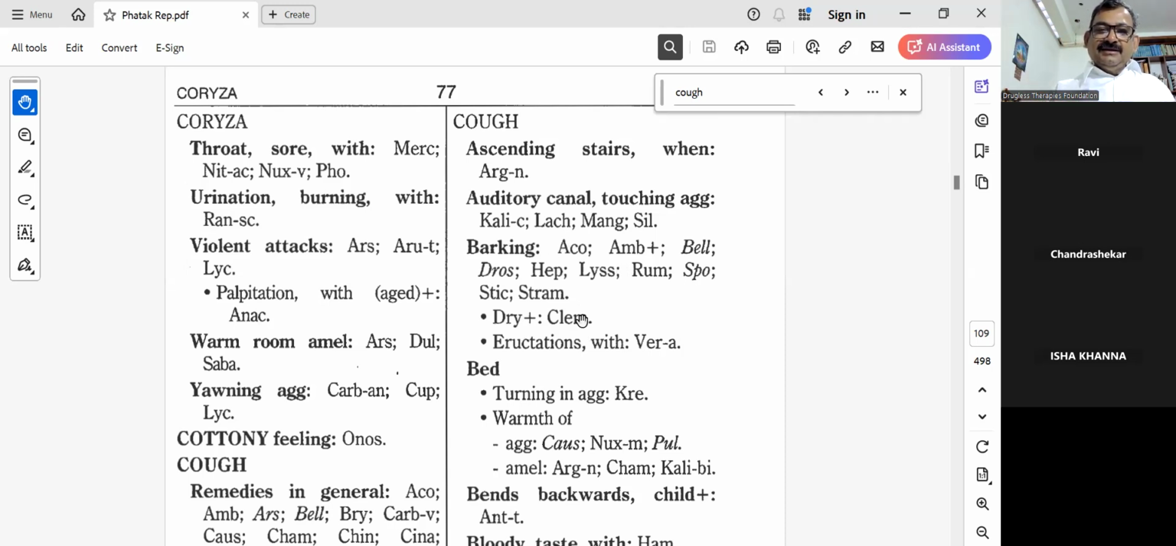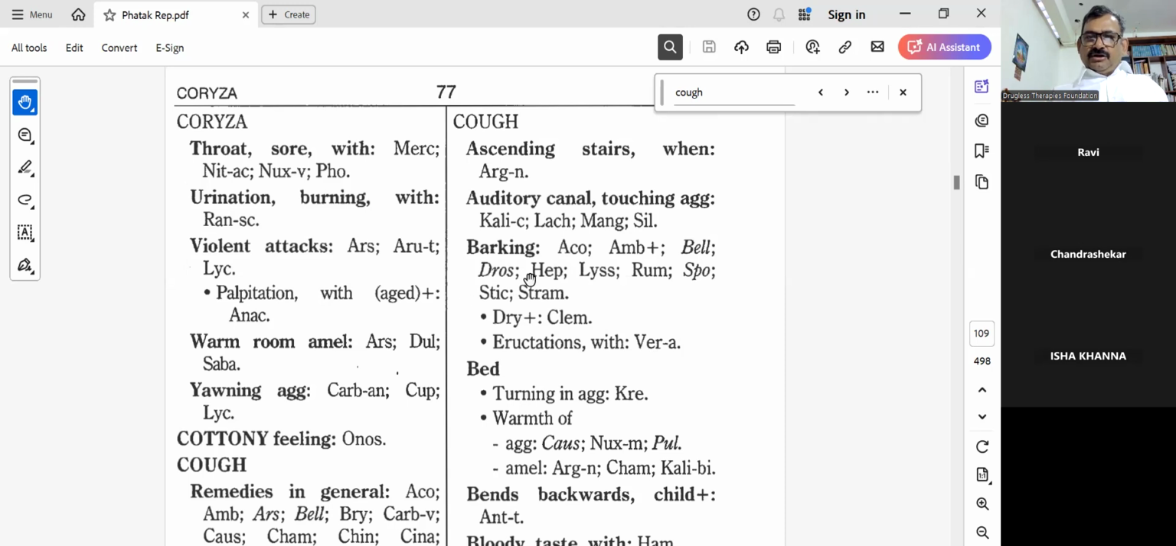Barking cough. Barking cough, you see here, the remedies are written in italics. Italics means a slanted way. Drosera and Spongia and Ambra grisea. So like that, you have to check this first. Go to our materia medica and try to tally the other symptoms.